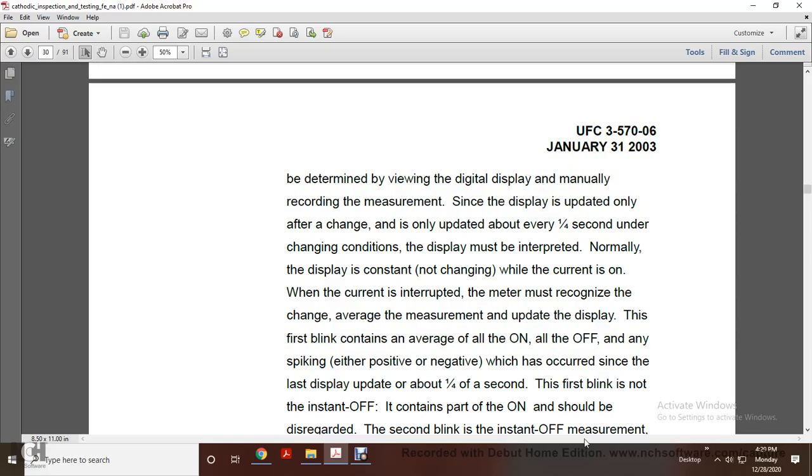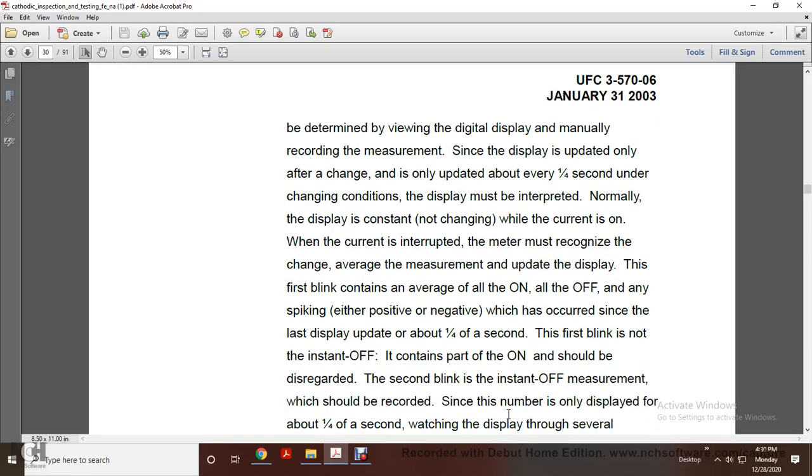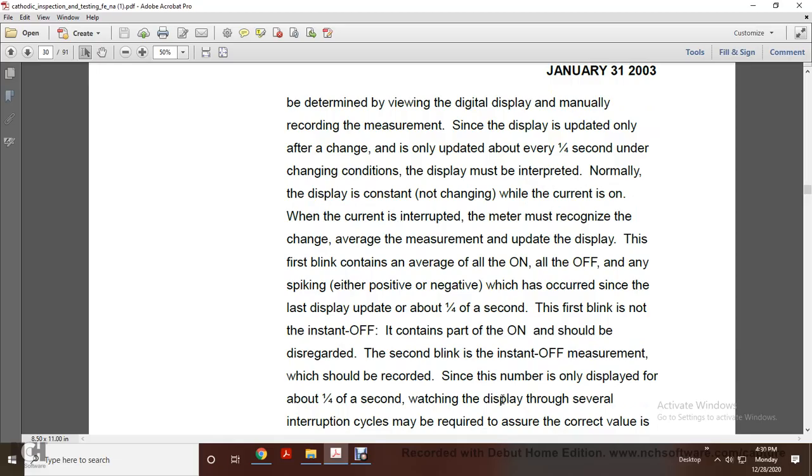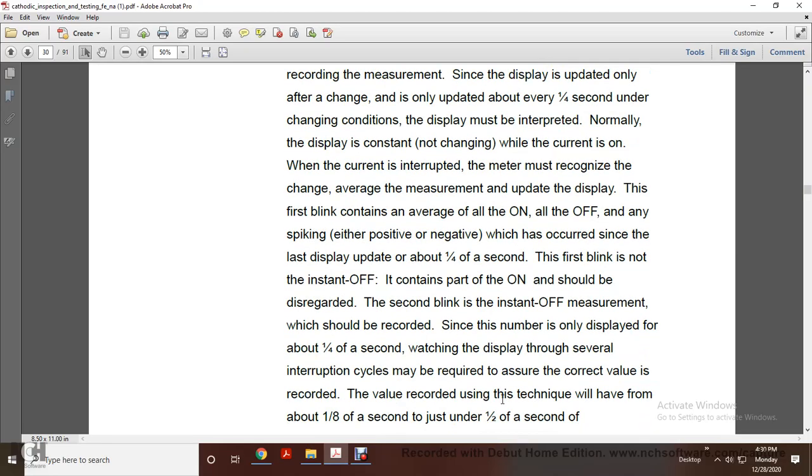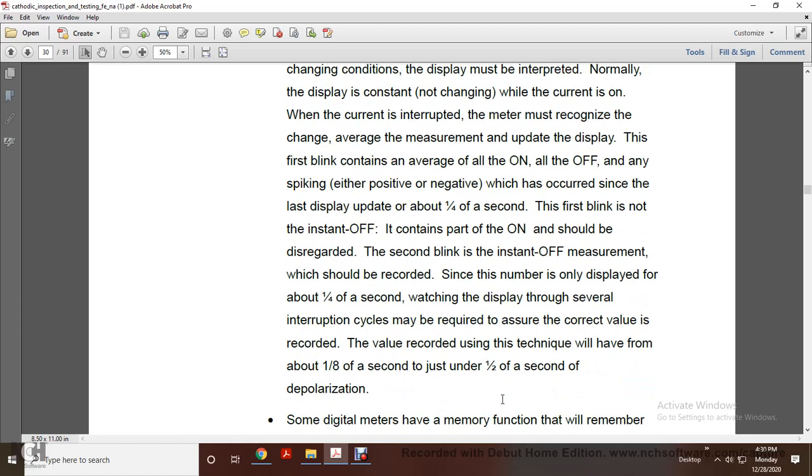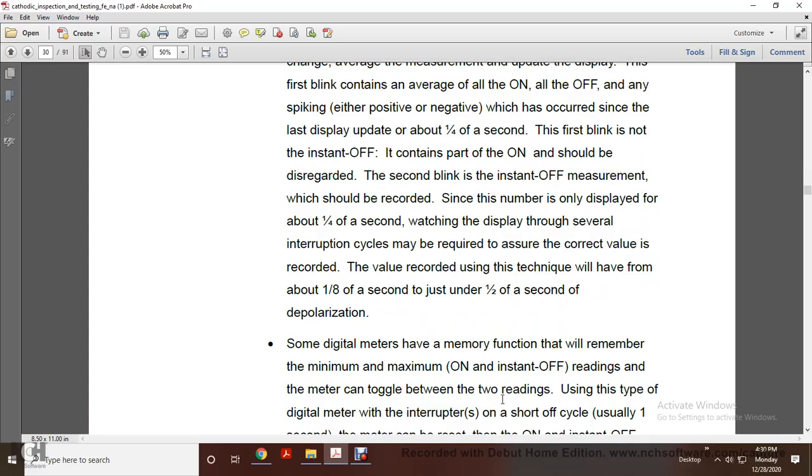Normally, the display is constant and not changing while the current is interrupted. The meter may recognize the change with the average measurement updated on the display. The first blink contains the average of all on and all off, and any other spiking, positive or negative, which has occurred since the last display update 1/4 of a second earlier. The first blink, with the off and the inconstant part with the on, should be discarded. The second blink of the off measurement should be recorded. This is the number displayed for about 1/4 of a second. Watching the display through several interruption cycles may be required to ensure the correct value is recorded.